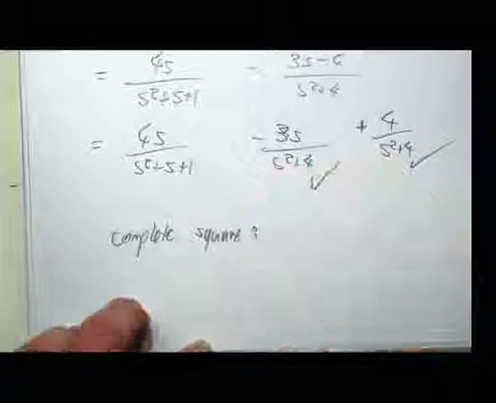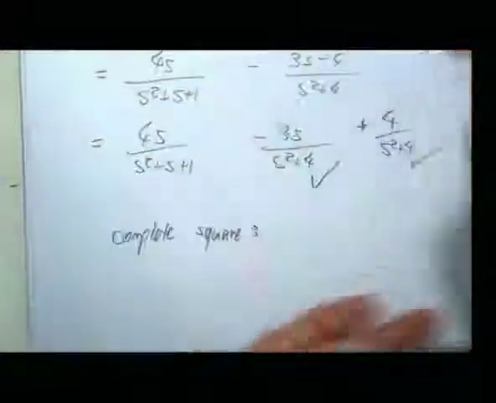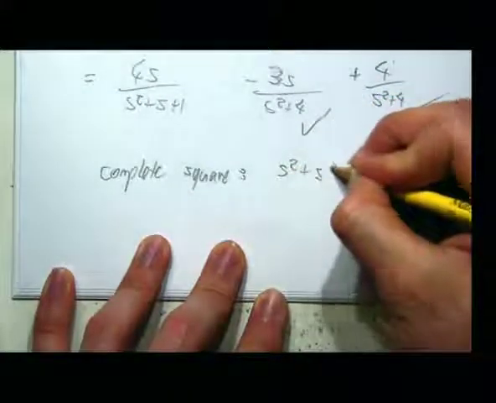If you're going to do anything that isn't part of the normal flow of your working, write it down and tell the person who is reading it that that's what you're doing. So let's see. Complete the square. s squared plus s plus 1.